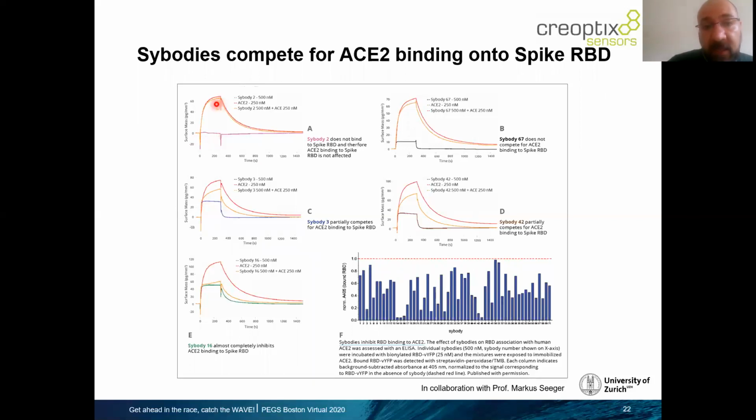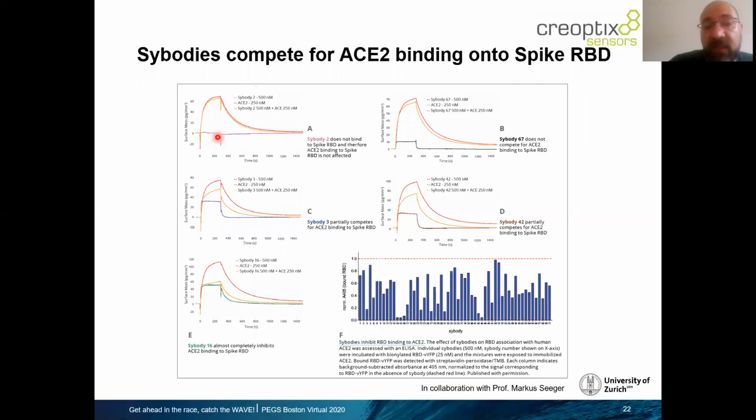So here what we are looking at, the orange curve is the binding of the co-injection. The red curve is the binding of ACE2 only. And the colored curve for each SAI-body is the SAI-body only. What we are interested in is whether the orange curve is inhibited. If the binding of ACE2 is inhibited, the orange curve will be diminished.